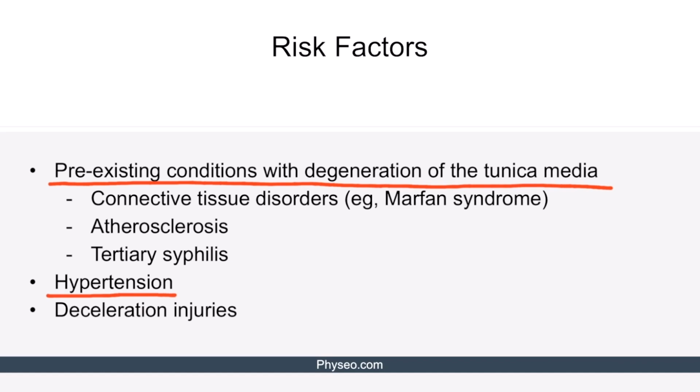We'll add a note here regarding deceleration injuries and associated aortic dissection. This is not from the degeneration of the tunica media or high blood pressure. When a patient experiences a significant deceleration in the horizontal direction, the proximal aorta is prone to tearing near where the left subclavian artery branches off the isthmus. It's the tethering of the ligamentum arteriosum which makes this site prone to the shearing forces.